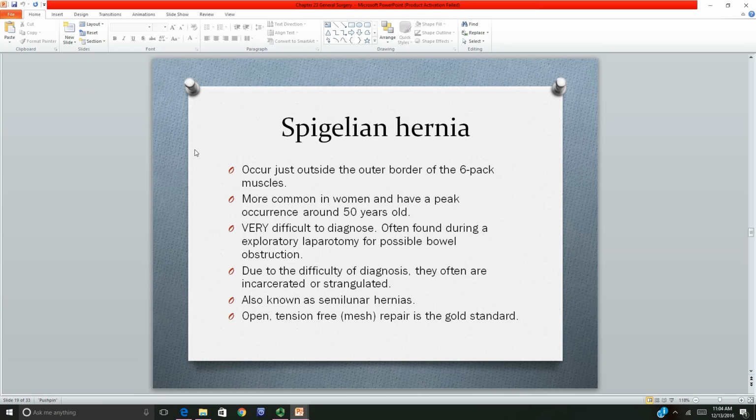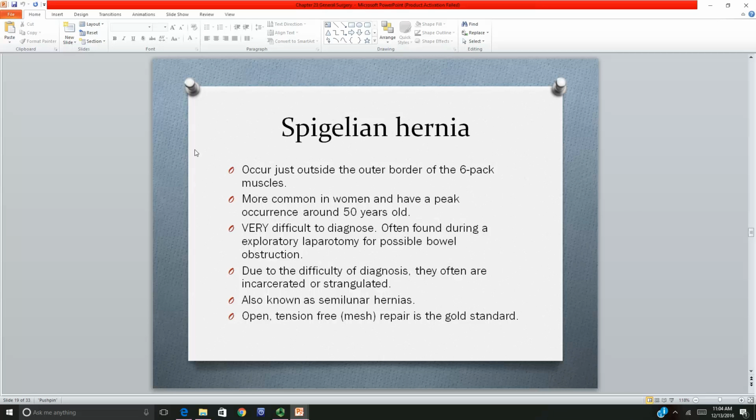A spigelian hernia occurs just outside the border of your six-pack muscles. It's more common in women than in men. Usually around 50 years old, you'll start to see those. They're very hard to diagnose because of the location. Most often, it is found when you're having an exploratory laparotomy.